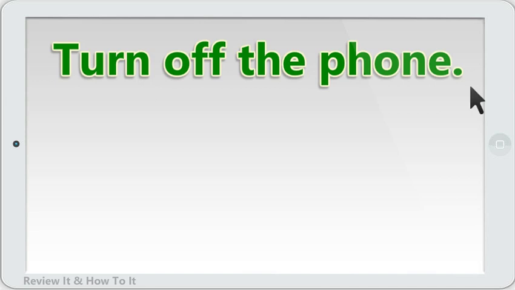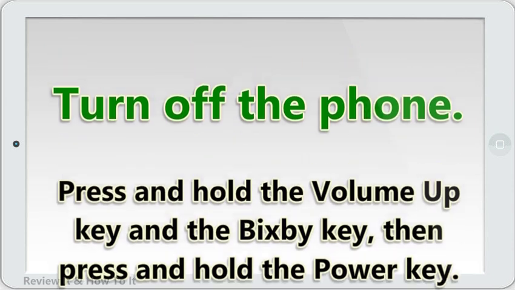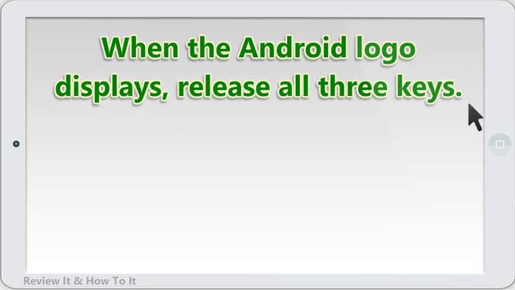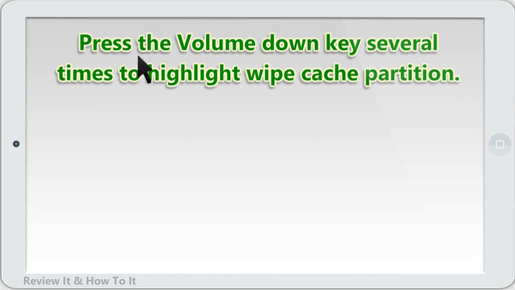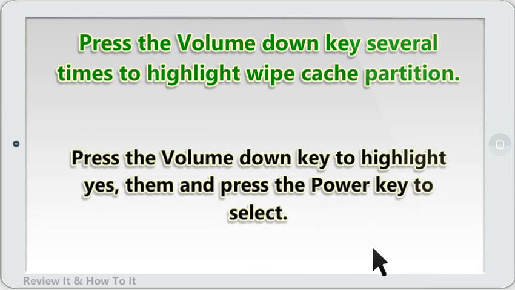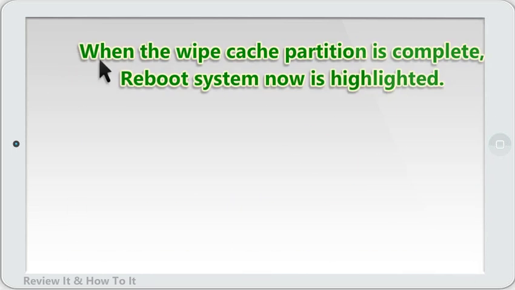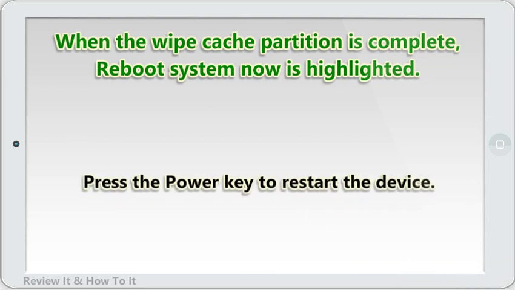Turn off the phone. Press and hold the volume up key and the Bixby key, then press and hold the power key. When the Android logo displays, release all three keys. An installing system update message will show for 30 to 60 seconds before the Android system recovery menu options appear. Press the volume down key several times to highlight wipe cache partition. Press power key to select. Press the volume down key to highlight yes, then press the power key to select. When the wipe cache partition is complete, reboot system now is highlighted. Press the power key to restart the device.